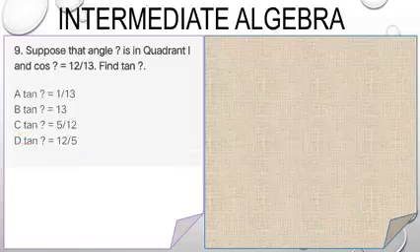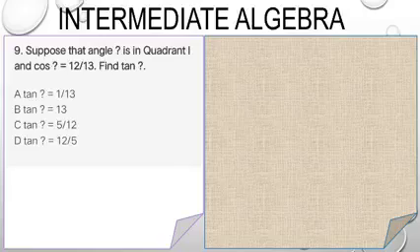Suppose that angle question mark is in quadrant 1 and cosine question mark is equal to 12 over 13. We need to find the tangent question mark. So these are the following options. Okay, A is equal to 1/13, B is 13, C is 5/12, or letter D 12 over 5. So paano natin isi-solve to? So ito, may kinalaman na yung trigonometric functions and also the unit circle.